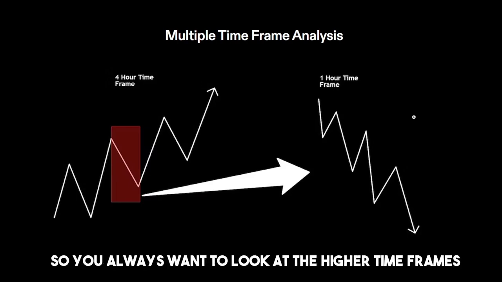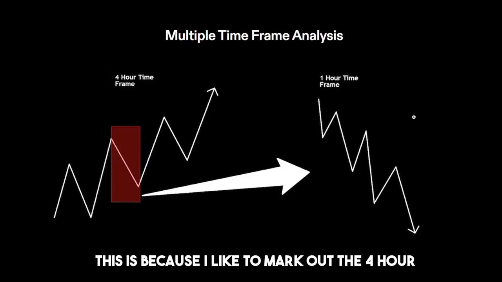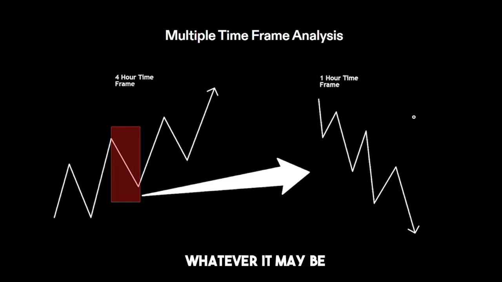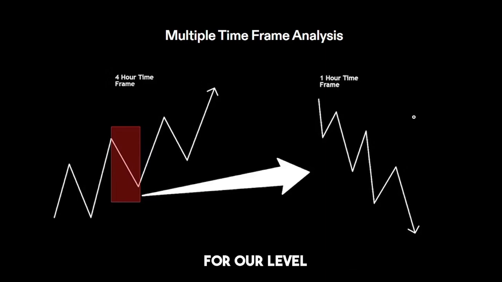So you always want to look at the higher time frames when you're identifying market structure and market trend. Now, for me personally, I like to look at higher time frames the night before or in the morning. This is because I like to mark out the 4-hour, the daily, the 1-hour, whatever it may be, but then I only trade on the 1 minute or 5 minute time frame, right? So that's why for me, I'll look at the higher time frames the day before or in the morning of, and that way I won't be in for any surprises if we do get an impulsive move because we broke that 4-hour level. I already know that I was expecting that move.